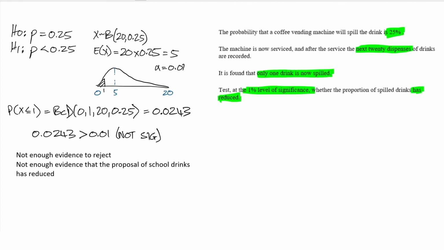So a standard hypothesis test question, make sure you're getting all of these points in to maximize the marks you get in an assessment.